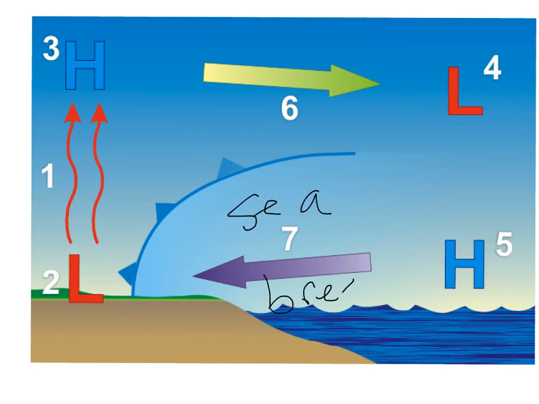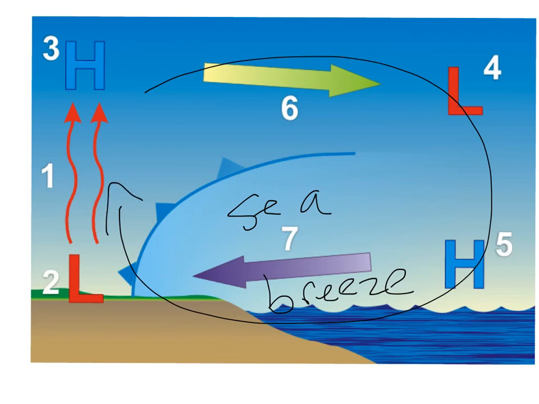Now above the ground, you have to complete the circulation. So air from this relatively high pressure is moving back across to the area of relatively low pressure. And you have this circulation that results in a sea breeze.